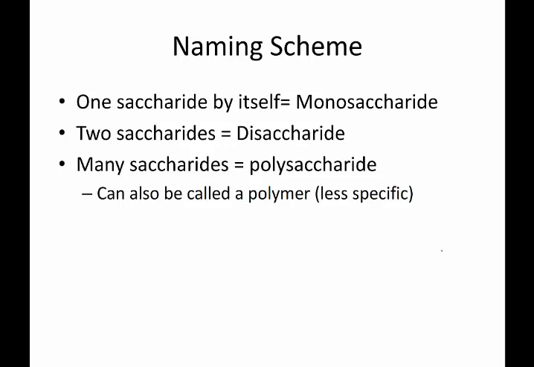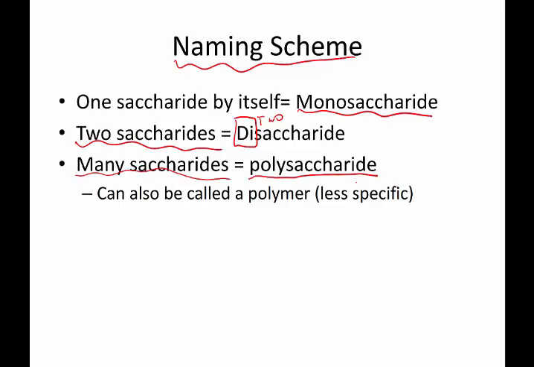So going back to the naming scheme, just go over this again. One saccharide by itself is a monosaccharide. Two saccharides, we call that a disaccharide. So di means two. And then many saccharides linked together, that is polysaccharides. Again, you can use the more generic term polymer. But if you say polymer, we're not sure if you're talking about a protein or if you're talking about carbohydrates. So that can be anything in general. So more specifically, you should use the term polysaccharide so that we know you're talking about sugar molecules.